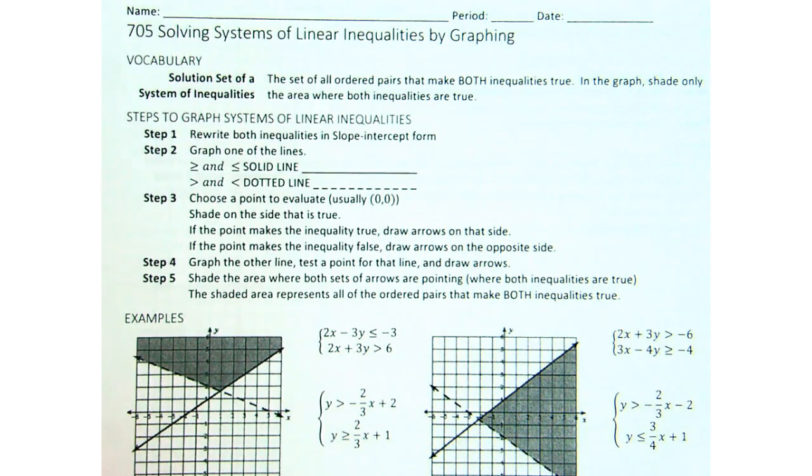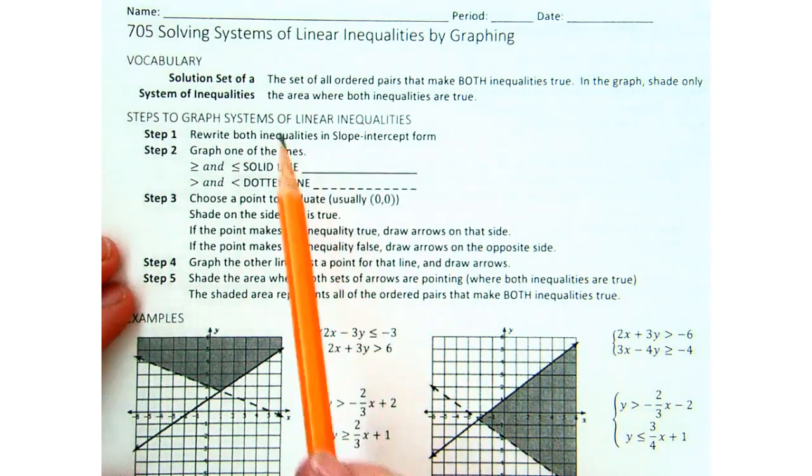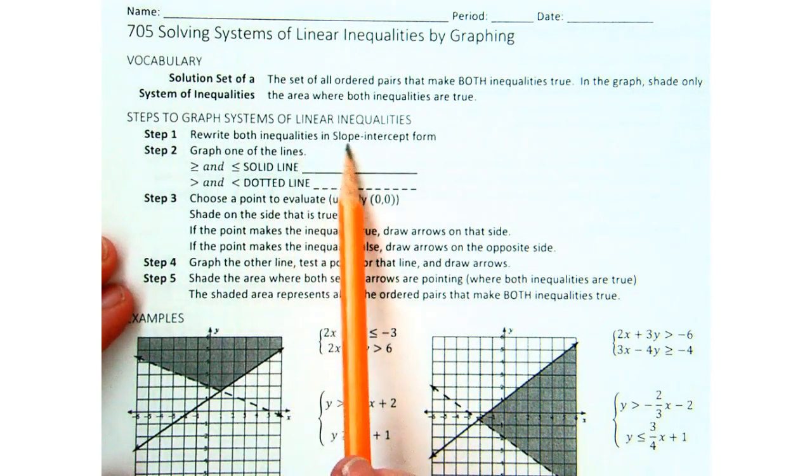Solving systems of linear inequalities. The steps for solving a system of linear inequalities is first to rewrite both inequalities in slope-intercept form. Then graph one of the lines.